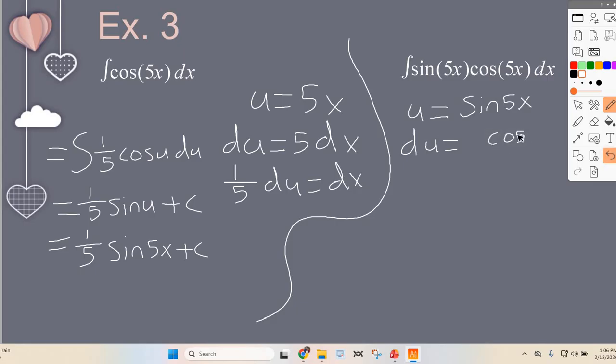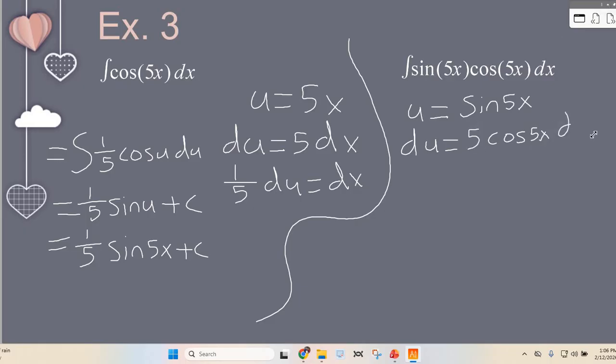Times 1/5 times 5. Oh, yeah. Just the derivative of the inside stuff is 5. But I can take care of that by dividing. So now, if I rewrite my integral, what would I get?